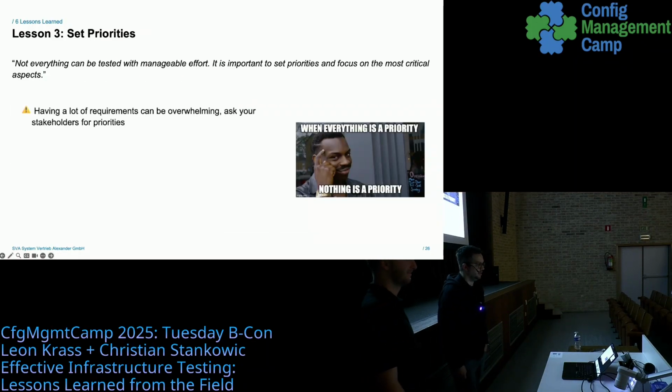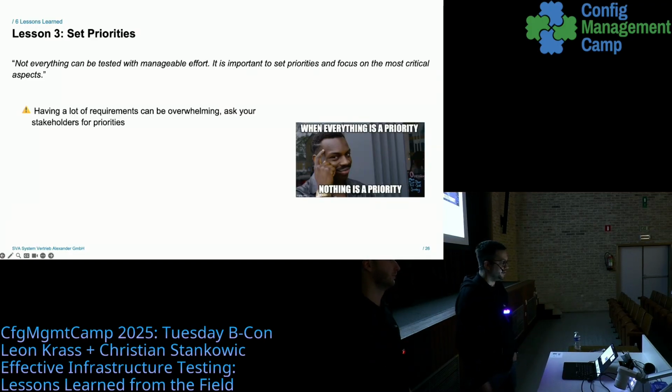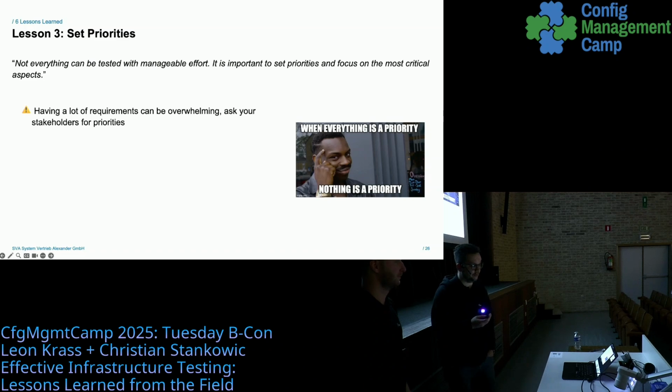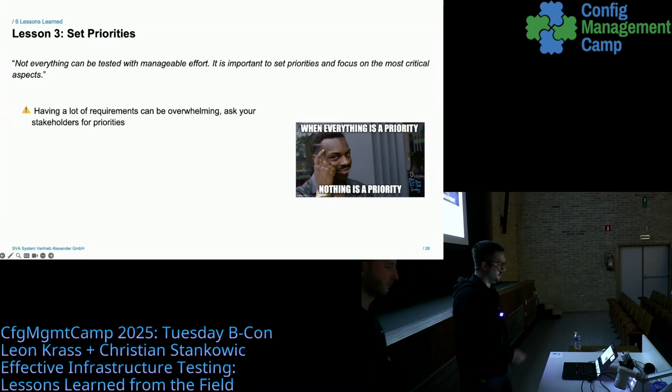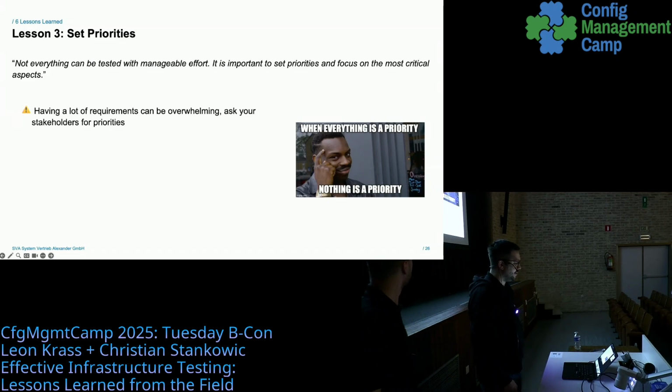The next lesson would be setting proper priorities. Not everything can be tested with manual effort. So it is important to set your priorities right and check the very important and most critical things first. Because if you want to have tests for everything, there are no 100% in IT and in life generally. This also applies to your applications and your servers. So maybe ask your teammates what's really important and how we can deal with checking those requirements. Because when everything is a priority, then nothing is a priority, to be honest.